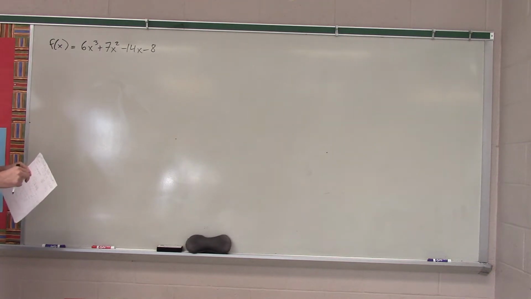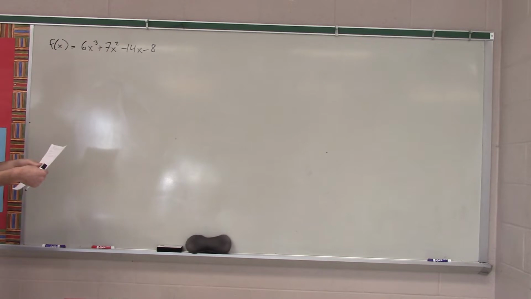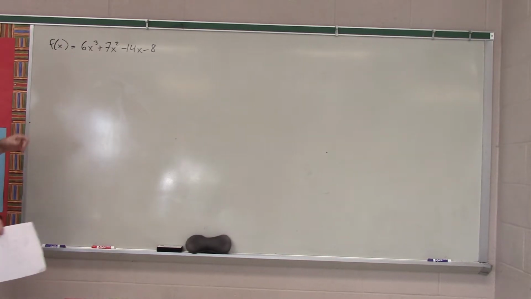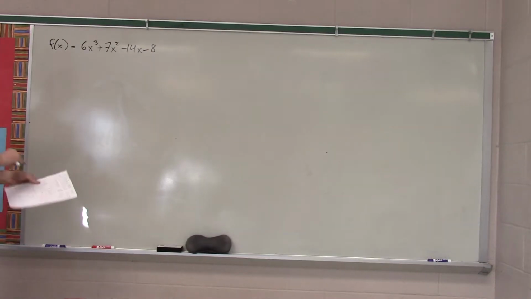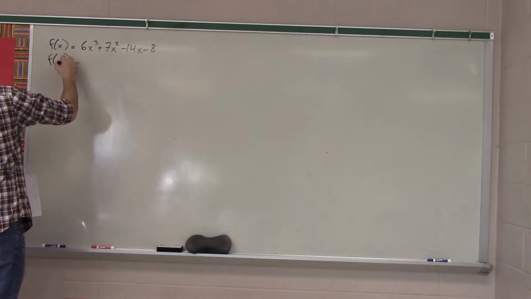Here is a polynomial, 6x cubed plus 7x squared minus 14x minus 8. And we can search for roots. How? Well, one thing we can do is to use Descartes' rule of signs.